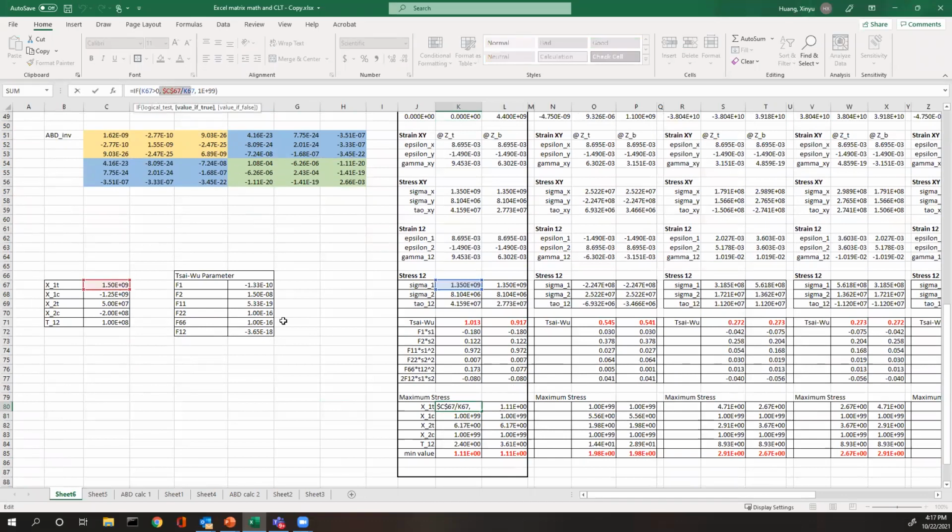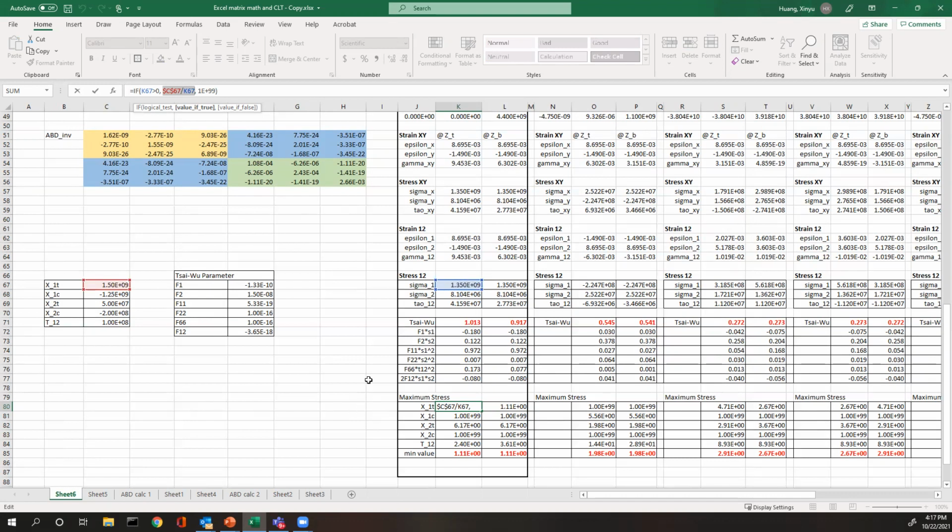This ratio is just stress. This number, if I highlight it over here, is the x1 direction tensile stress divided by the 1 direction tensile strength. I calculate this divided by this. If this number is greater than 1, that means it's safe. That means your strength is much higher than the stress. Greater than 1 is higher, okay?